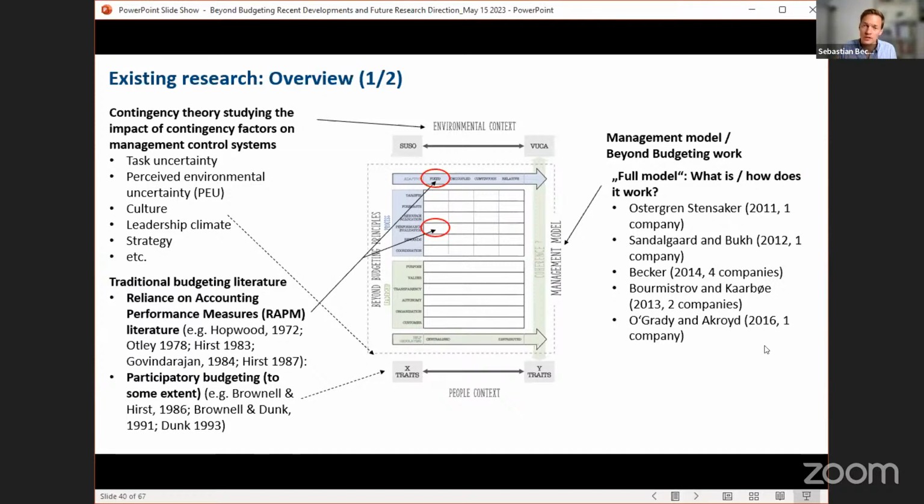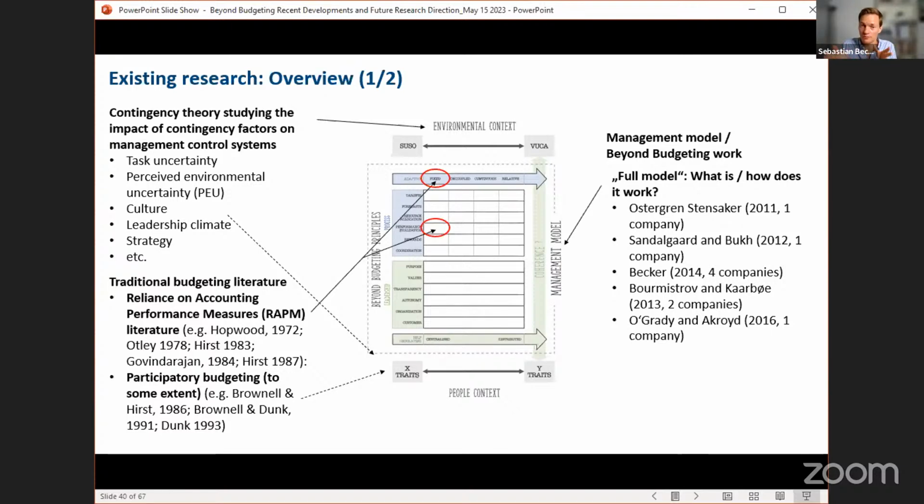So qualitative work where people actually follow organizations in a qualitative way, in a single case study, multiple case study, to really understand, okay, these are organizations who are really having a full Beyond Budgeting model. Some of them are a bit focused, let's say, on management processes. Some are trying to be a bit broader, including leadership principles. But again, these are the traditions.